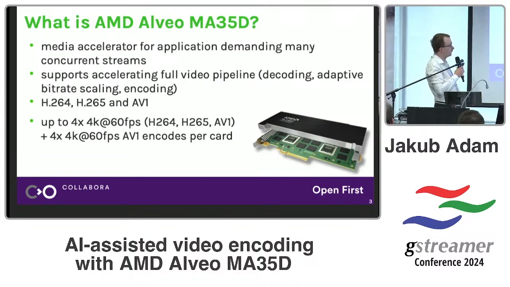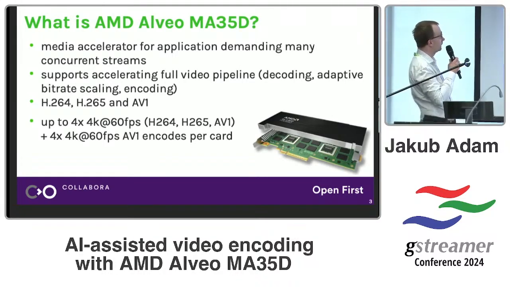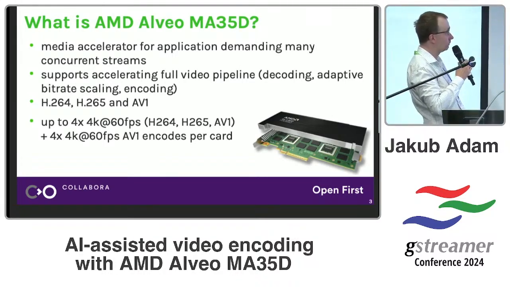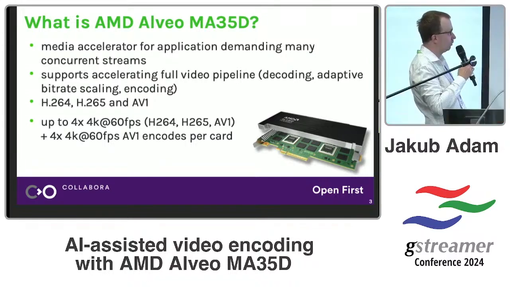So what is the MA35D? It's a media accelerator for applications that demand a high concurrency of streams. It supports accelerating the full video pipeline from decoding to adaptive bitrate scaling, even some basic video effects and encoding, all accelerated on the card. Supports H.264, H.265 and AV1 for encoding and decoding. Also there is some support for decoding via VP9 and JPEG.